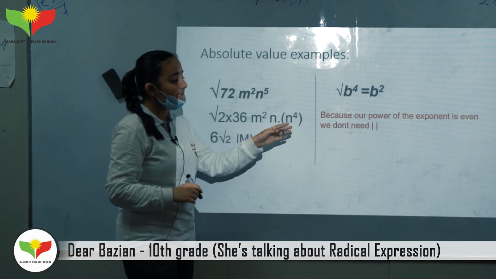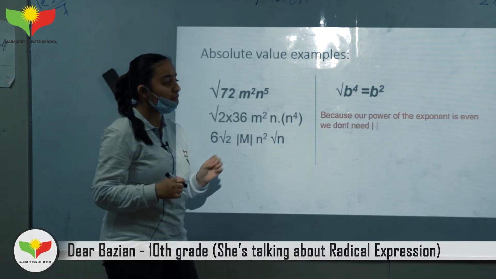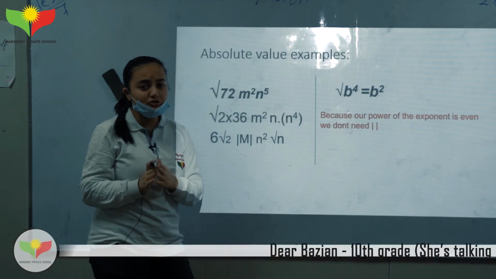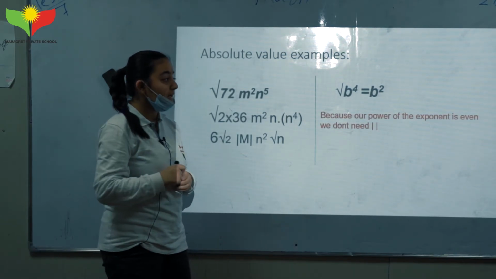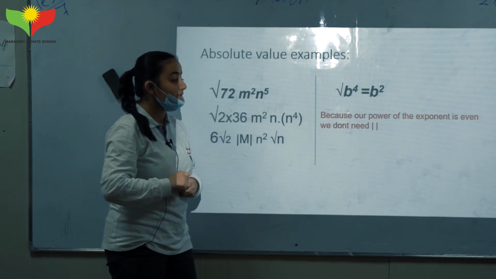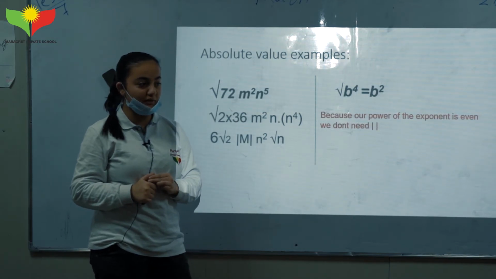And then this example is the square root of b to the power 4, which equals b to the power 2. We will not use absolute value bars. Why? Because the exponent is even, and we don't need absolute value bars.